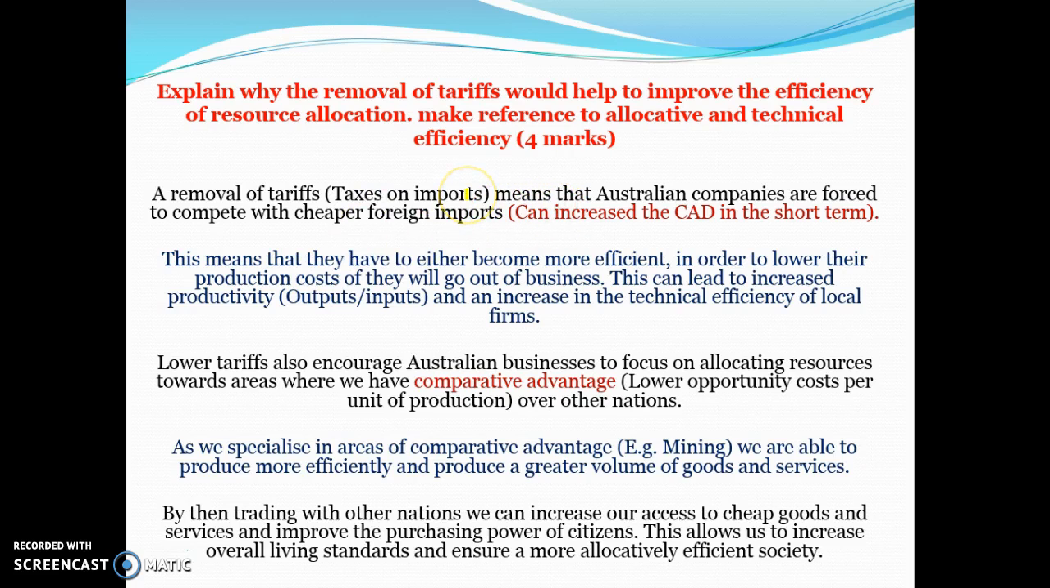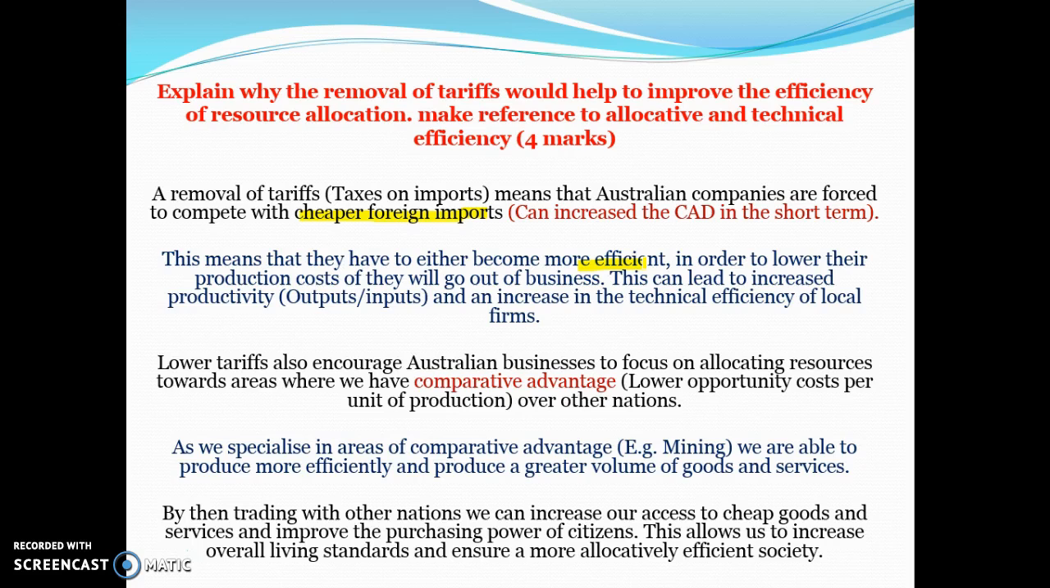So the key thing we want to talk about is that a removal of tariffs means Australian companies are forced to compete with cheaper foreign imports. This means they have to become more efficient in order to lower their production costs, or they're likely to go out of business. It's the key thing. Keep your prices down or you're just going to go out of business. This can lead to increased productivity, outputs per unit of input, and an increase in the technical efficiency of firms.